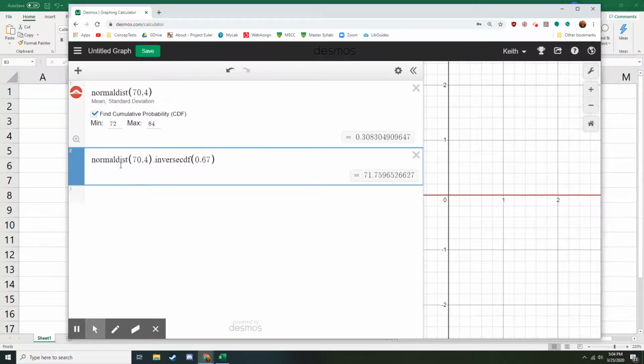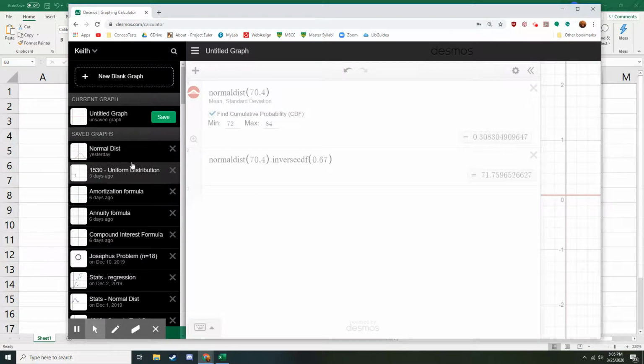But if you do want to do inverse cumulative probability distributions, you can. There's a command for it. And once again, 71.76 inches. That's what we found in the previous two videos for the 67th percentile. You can find it in Desmos as well.